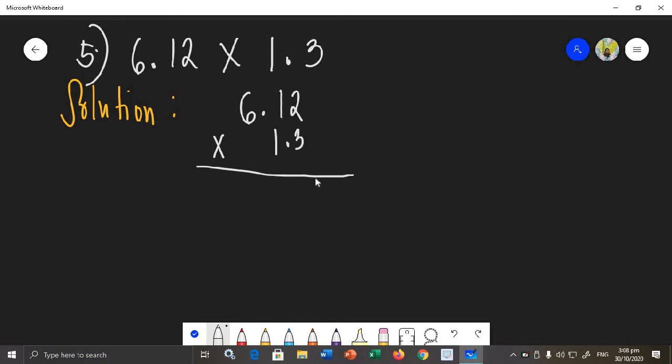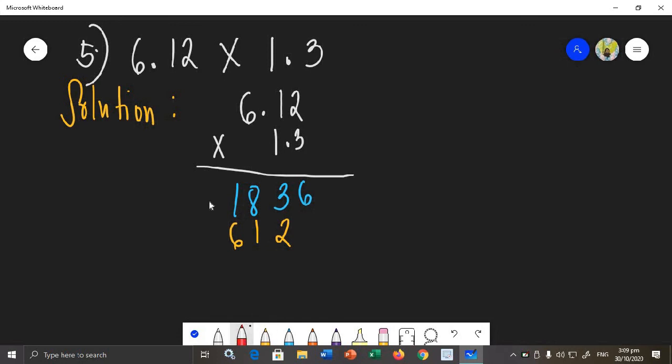Ayan. And then right after that, may katapat na yung mga numbers na nasa dulo. Okay, we should multiply it as if we were multiplying whole numbers. So 3 times 2, this is 6. 3 times 1 is 3. 3 times 6 is 18. And then the next number is 1. So we should multiply 1 to the multiplicand. Okay, so 1 times 2 is 2. 1 times 1 is 1. 1 times 6 is 6.